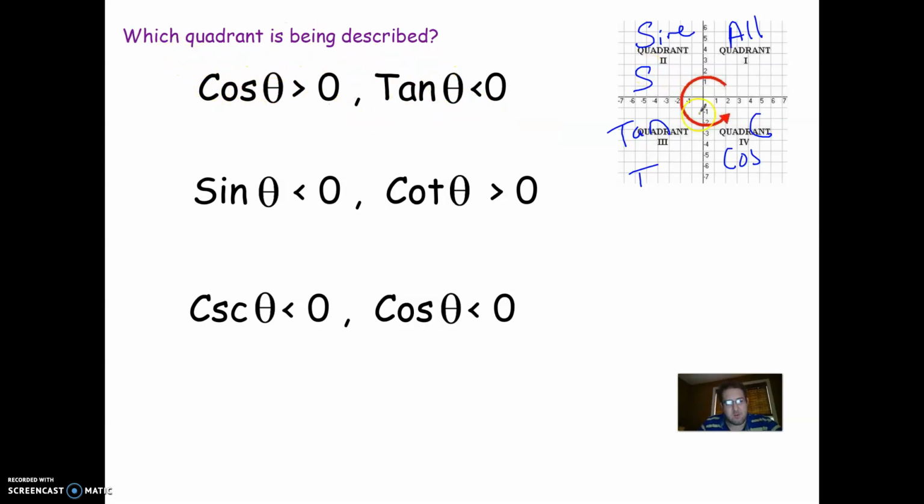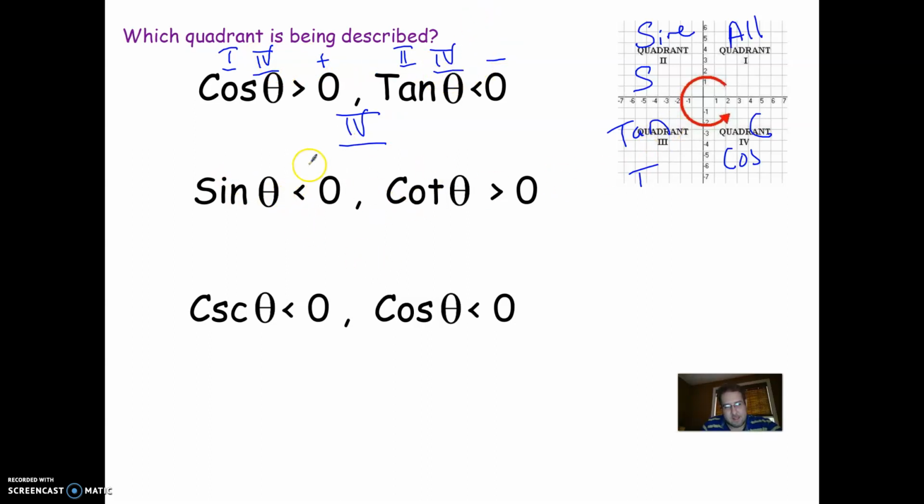All right, so which quadrant is being described? It says cosine of theta is greater than 0. So cosine being greater than 0 means I'm looking for when it's positive. There's only 2 quadrants that make cosine positive. That would be 1 and 4. So I'm going to put 1 and 4 up above so I don't have to remember it. Tangent being negative, meaning less than 0. Tangent is positive in these 2 quadrants, so it's negative in these 2 quadrants. That would be quadrants 2 and 4. Now, clearly, the answer is quadrant 4 because it's the only one that meets both criteria.